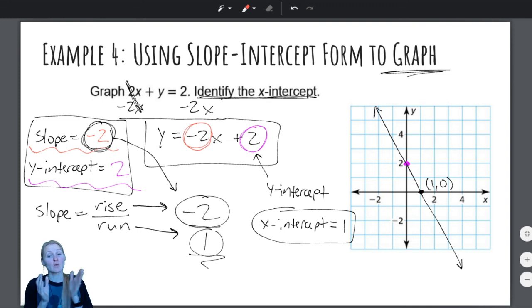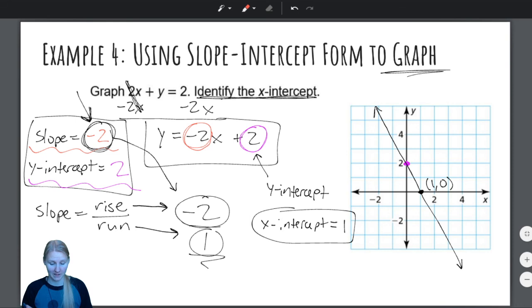Ta-da! And remember, another way we can check and make sure that we're right is our slope is negative. So we should be falling from left to right. The graph should be falling. And look, it is. Our line is pointing down if we look from left to right.